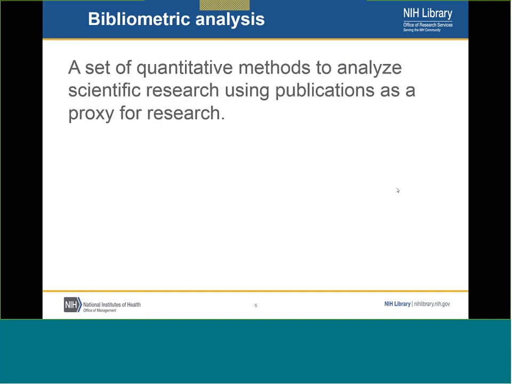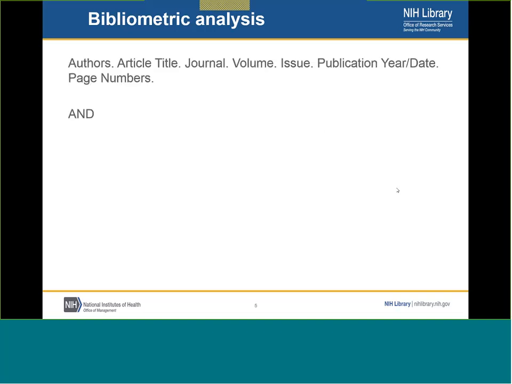Okay, so for bibliometric analysis, as I mentioned the last time, it's a set of quantitative methods to analyze scientific research using publication as a proxy for research. And if you still remember, I focused on 2 things. One is that it's quantitative methods, so we're going to see a lot of numbers. And the second thing was that we have to focus on publication, so look at publication data.